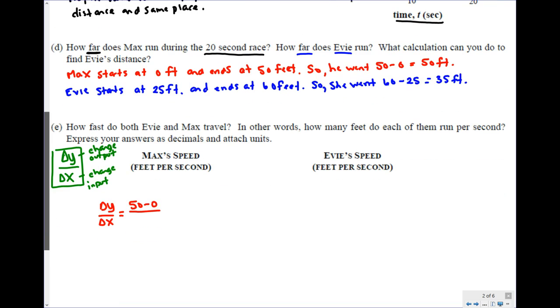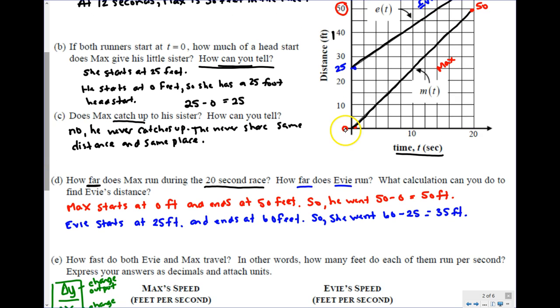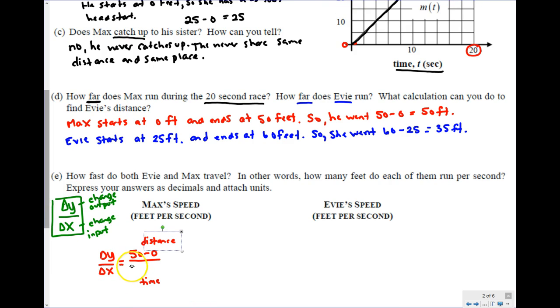What was his starting time? So this top is distance, and the bottom one is going to be time. His starting time was 0, and his ending time was this 20. So starts at 0, ends at 20, so I'm going to put 20 minus 0. When I simplify, 50 minus 0 is 50, and 20 minus 0 is 20. And in my calculator, when I put 50 divided by 20, I get 2.5 feet per second.